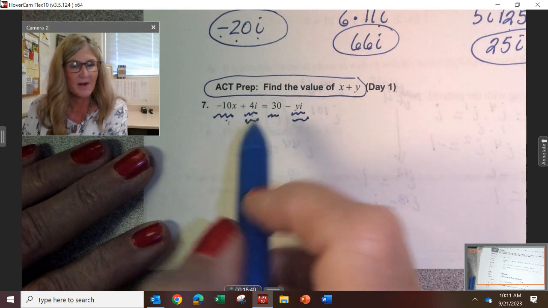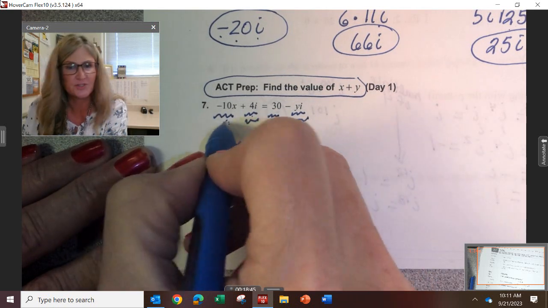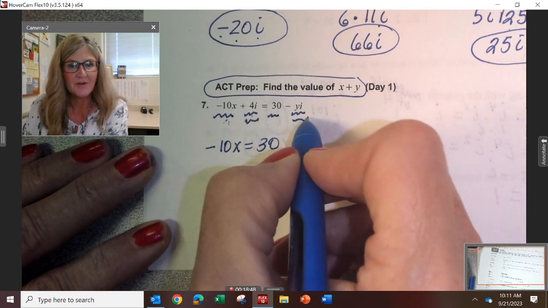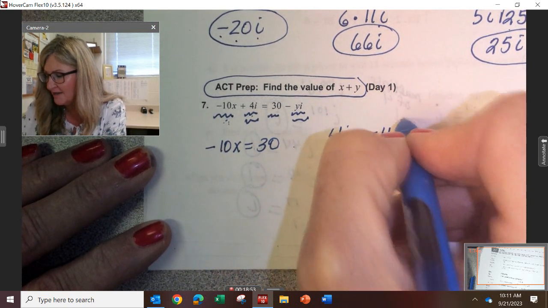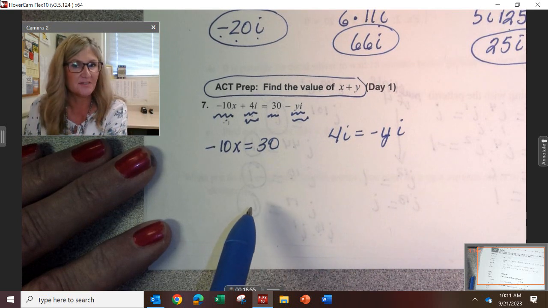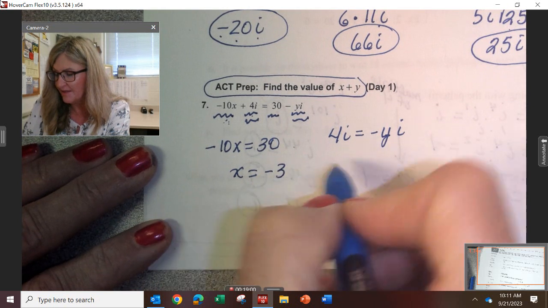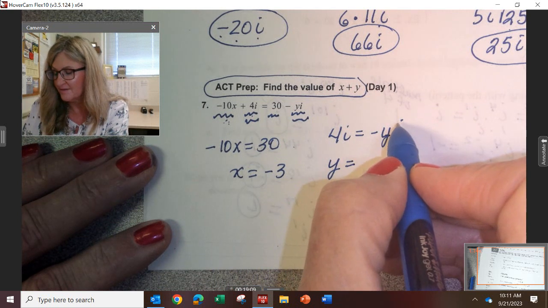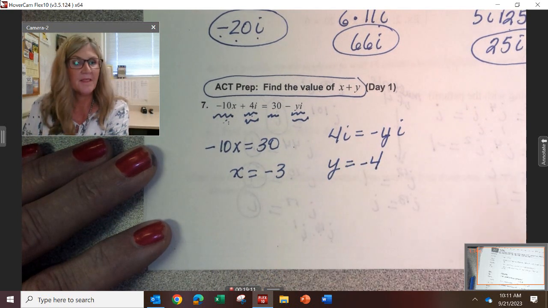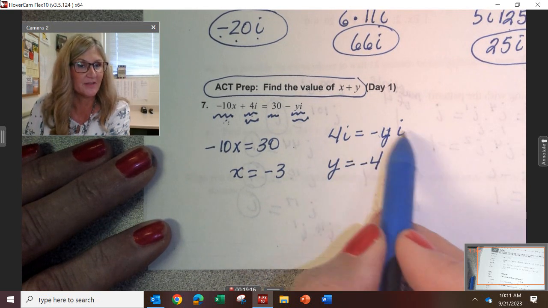So if I want to figure out what x is, I would say negative 10x has to equal 30 because those are the real parts. I would also have to say that 4i is going to have to equal negative yi because those are the imaginary parts. So what is x going to be then? 3. And then what is y going to be? Negative 4, right. Because I want to make these equivalent. So therefore, y would have to be negative 4 for them to be equivalent.